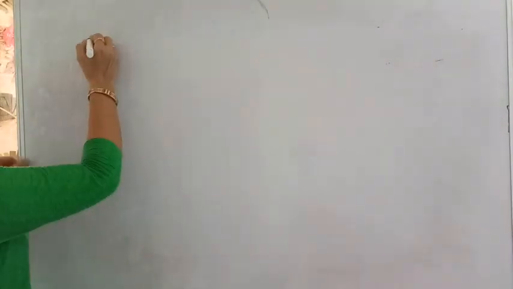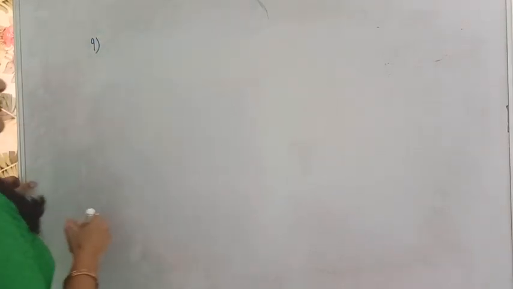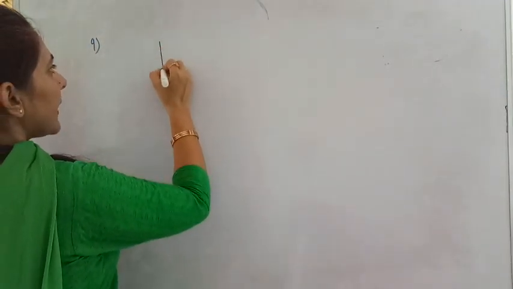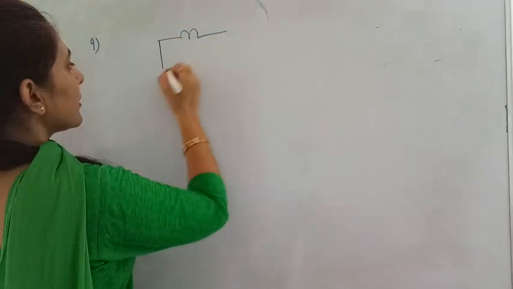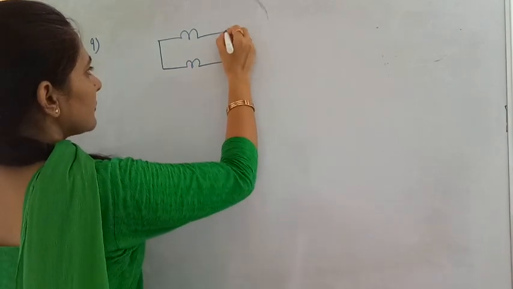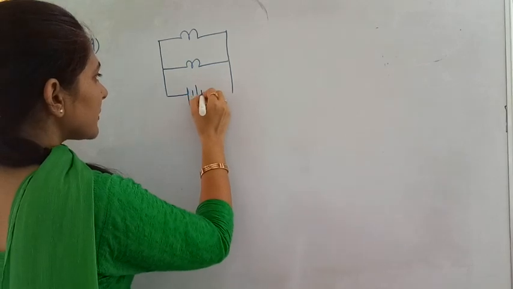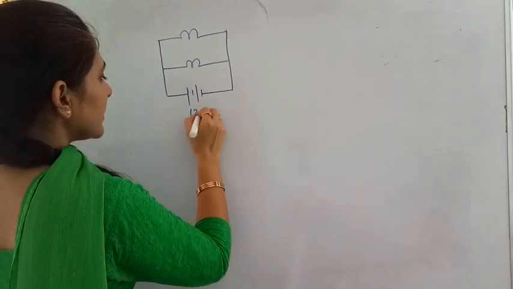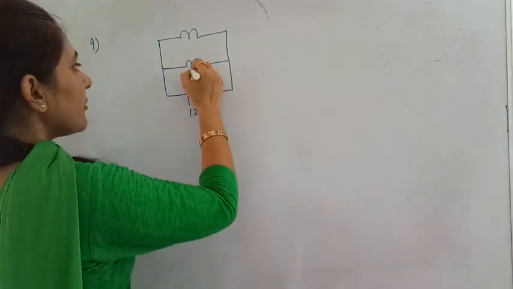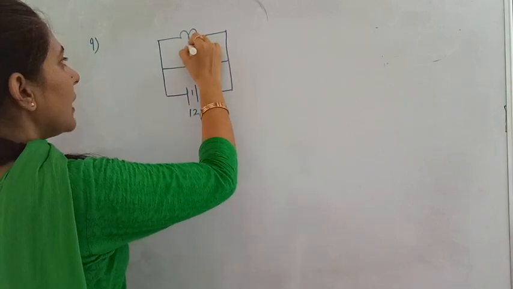Okay, let us draw the diagram first for numerical number 9 and then we will start solving it. How can we draw the diagram? They are saying two bulbs are given to us, one and this is another one. These two are connected across a potential difference of 120 volt. They have given you bulb A and bulb B.